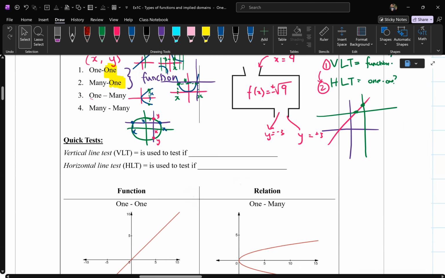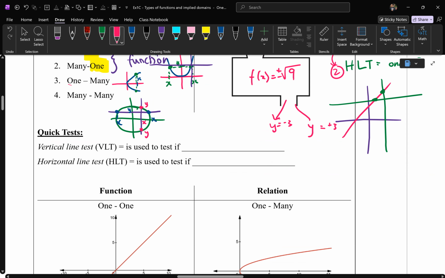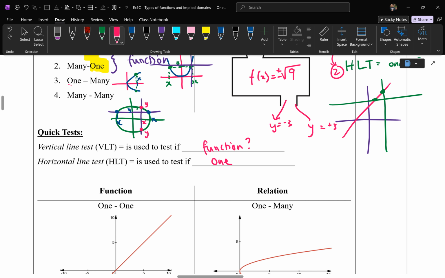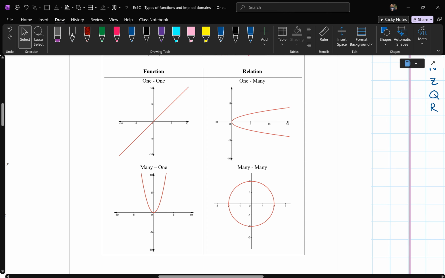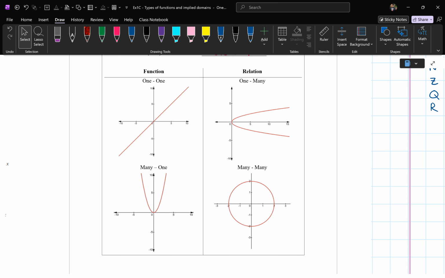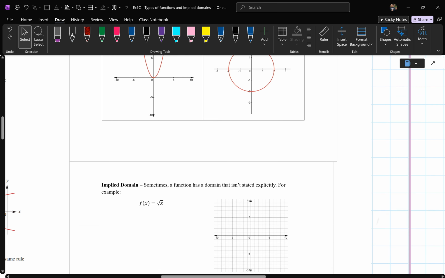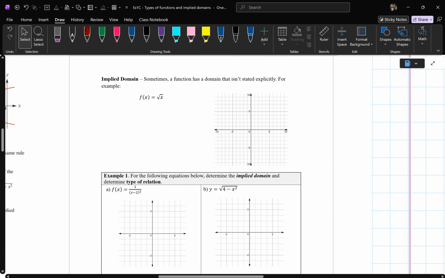All right. Here we go. Fill in your notes. So this is used to test if it's a function or not, one-to-one or not. I've drawn a couple of graphs for you to see. One-to-one, one-to-many, many-to-one, many-to-many. You can write your own notes there just to help you remember. So let's flip over the page. Here we go.